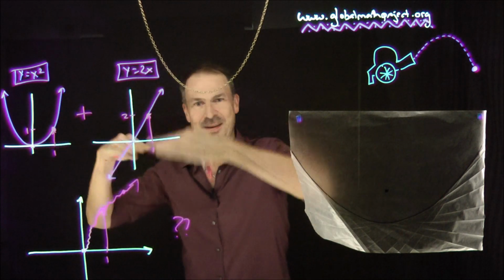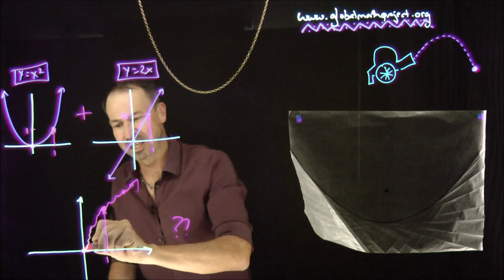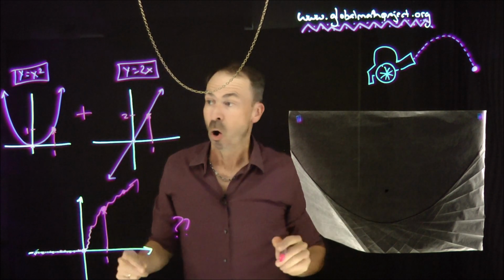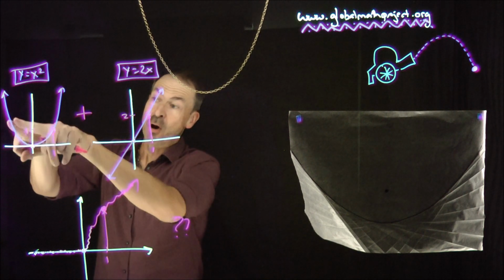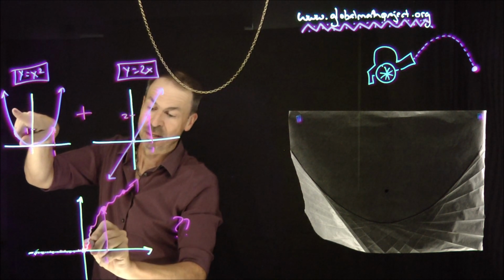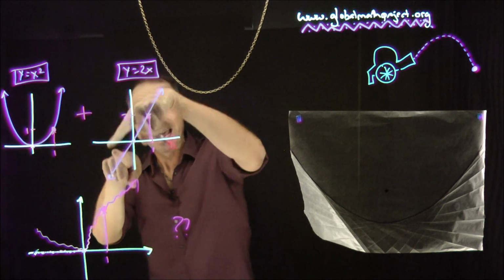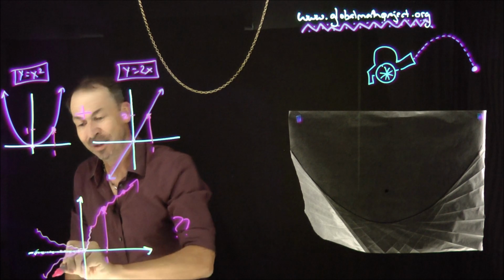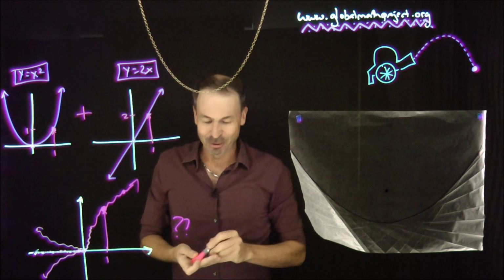So maybe the positive and negatives cancel out, and my graph is just flat 0 on the negative side. Or maybe the positives win, the positives are always bigger than the negatives, so it always stays slightly positive. Or maybe the negatives win, maybe it's more negative than it is positive and stays slightly negative. So this is very interesting.